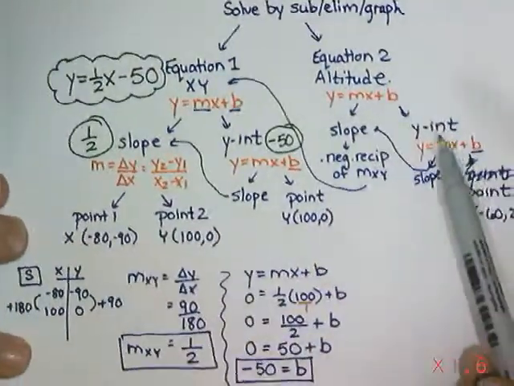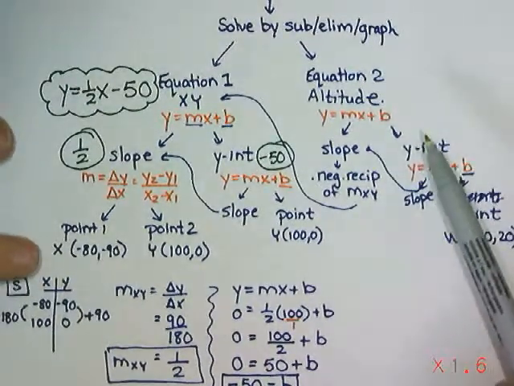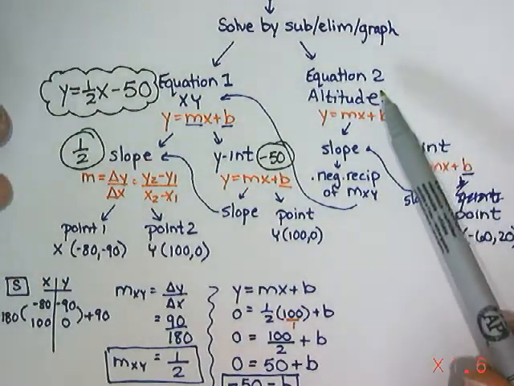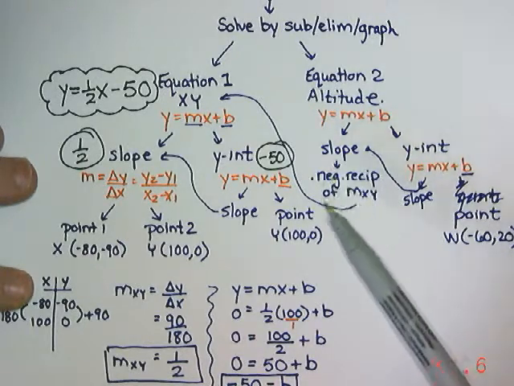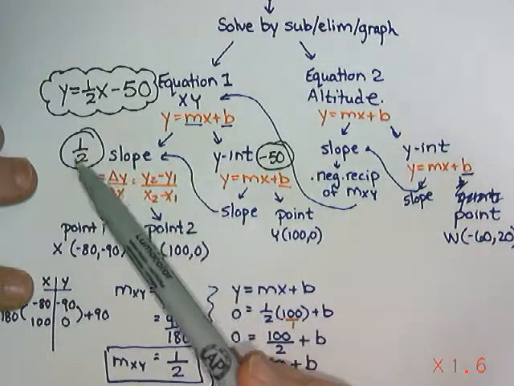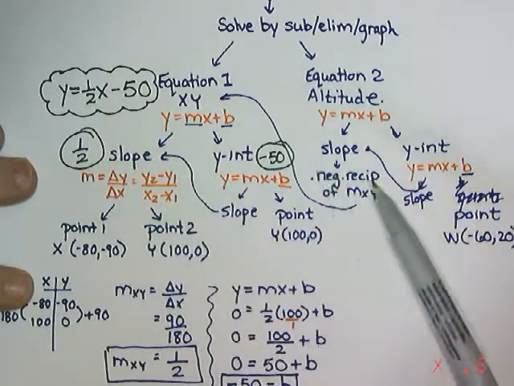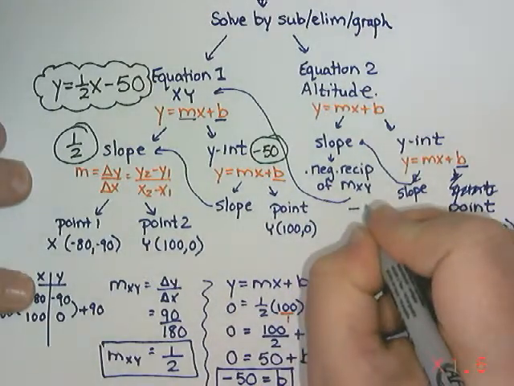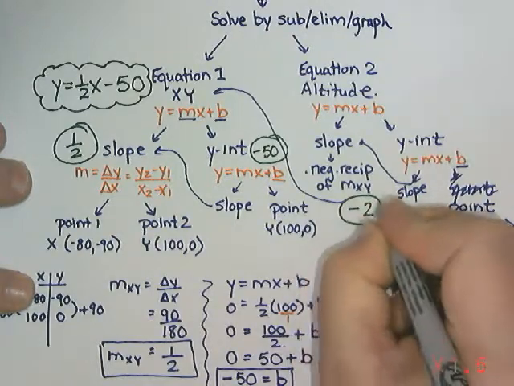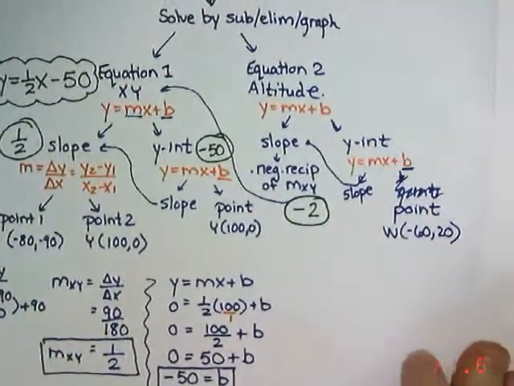Now I need to go and try the other side. So on this side, we're doing equation number 2 of the altitude. So I need to start by finding the negative reciprocal of the slope. So the slope over here was 1/2. So the negative reciprocal of that should be -2 over 1, or just -2. So now I have my slope.